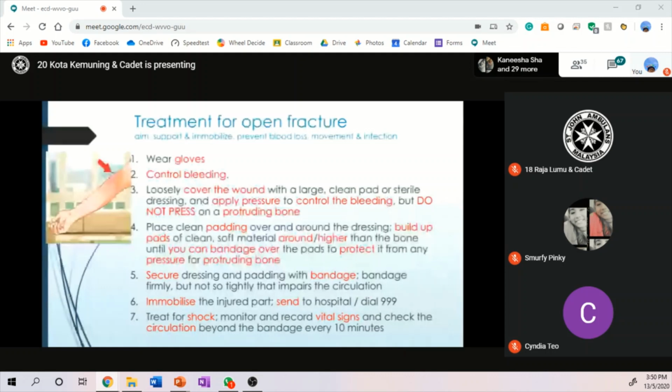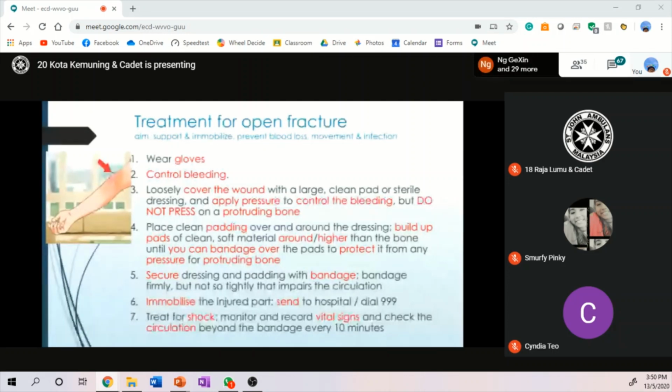Okay, and then cover the wound. Because the bone has already pierced out from the skin, there will be a wound, and you need a clean pad or sterile dressing to cover the wound to minimize the chance of being infected by bacteria.